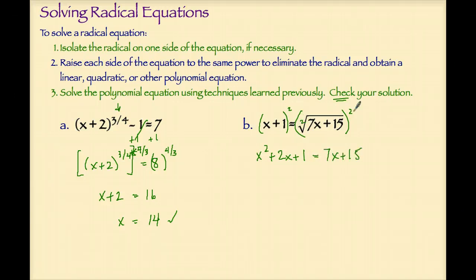Since the square root and raising to the squared exponent are inverse operations of each other, they cancel each other out, and the expression inside just drops out, and that's what we wanted to happen. So now let's move everything over to the left side of the equation, since we have a quadratic, we're going to need to get everything over there on one side and 0 on the right side.